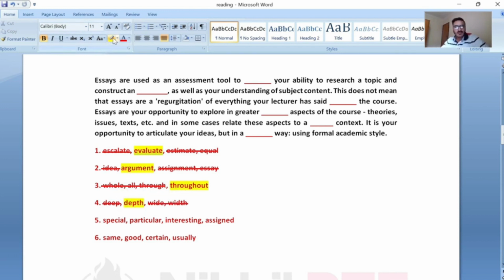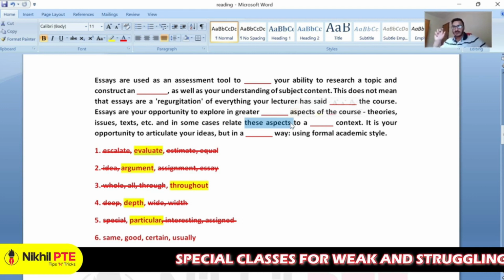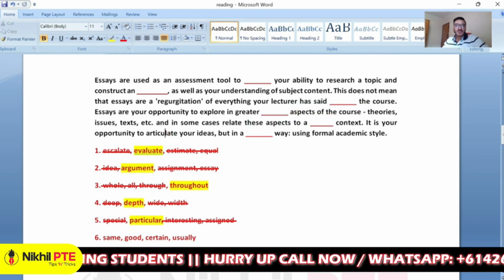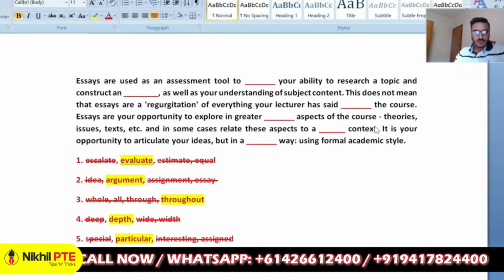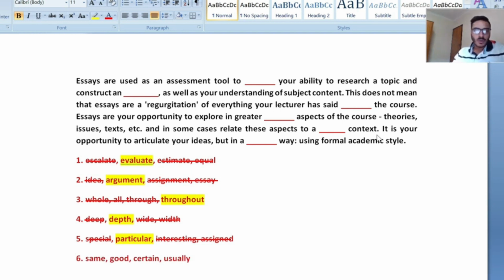and in some cases relate these aspects to a dash context, talking about a particular context, not interesting context. In some cases relate these aspects to these aspects, which means something is relating to a particular context. It is your opportunity to articulate your ideas but in a dash way. What will be the right answer for the last one? It is your opportunity to articulate your ideas but in a dash way, in a good way, in a same way, no, usually, no, certain way.